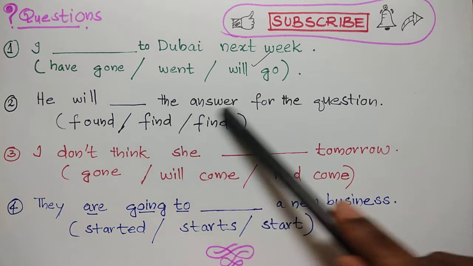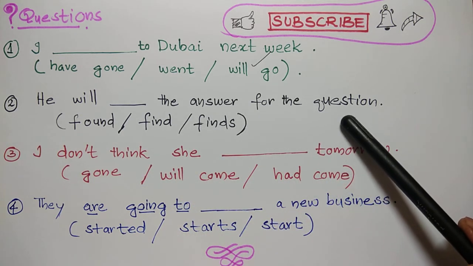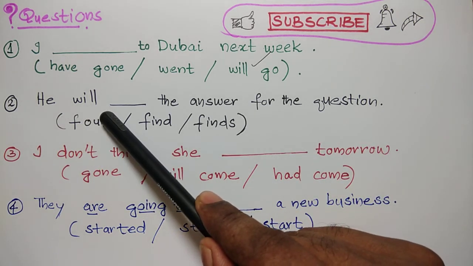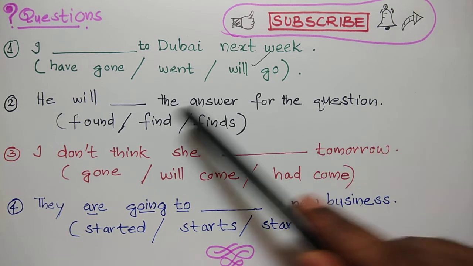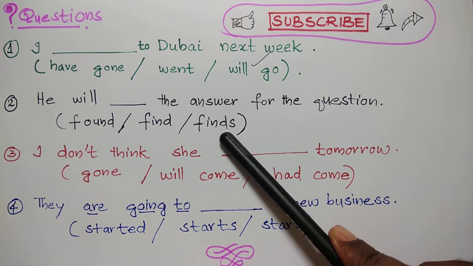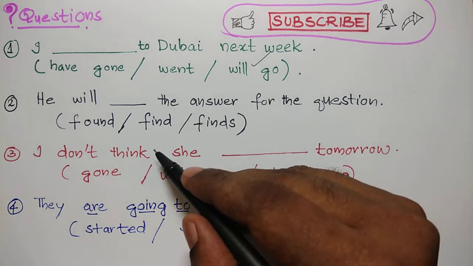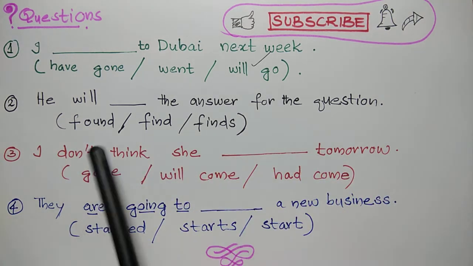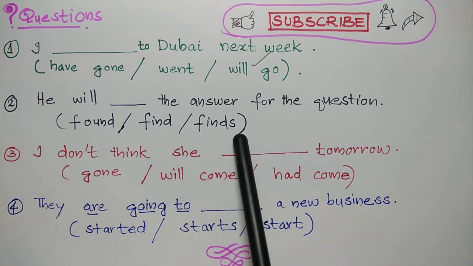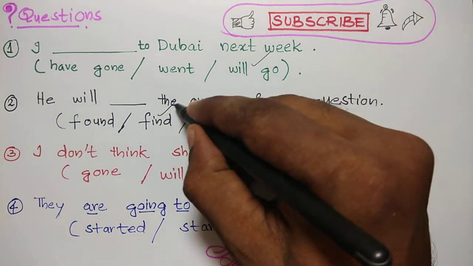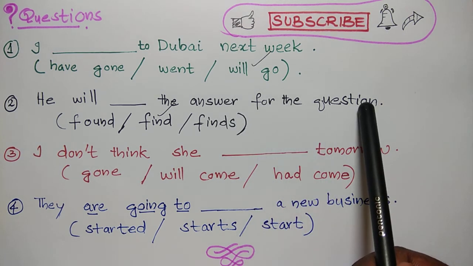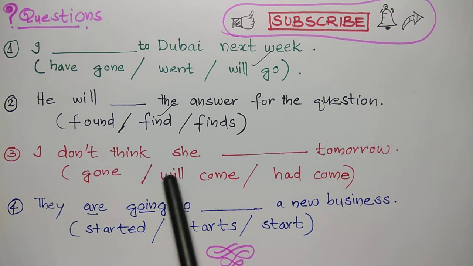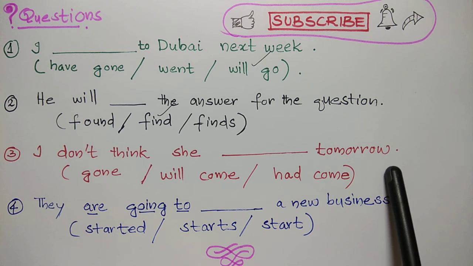He will dash the answer for the question. We know that after will, this is in simple future. So we need to use the V1 form. Options are found, find, finds. So V1 is find. He will find the answer for the question. That is right.